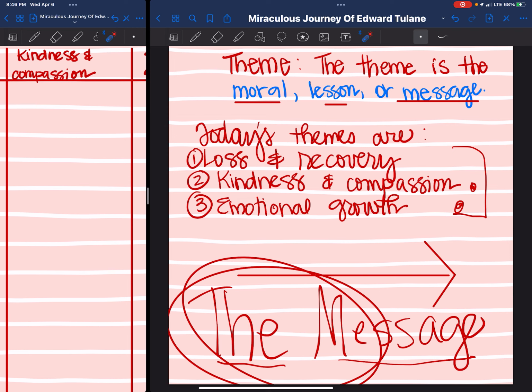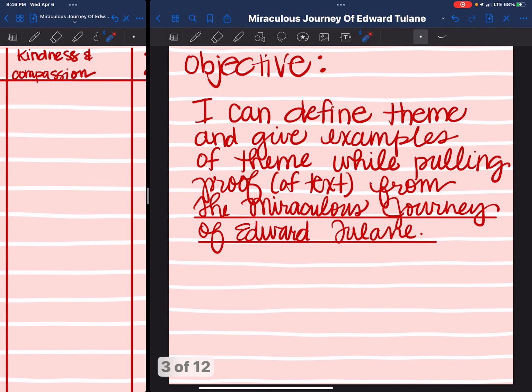The theme is the moral, the lesson, or the message. And so the way that I remember is I remember the message. That's what a theme is. So THEME spells theme, and the theme is the message. So today we're looking at the three themes: loss and recovery, kindness and compassion, and emotional growth.